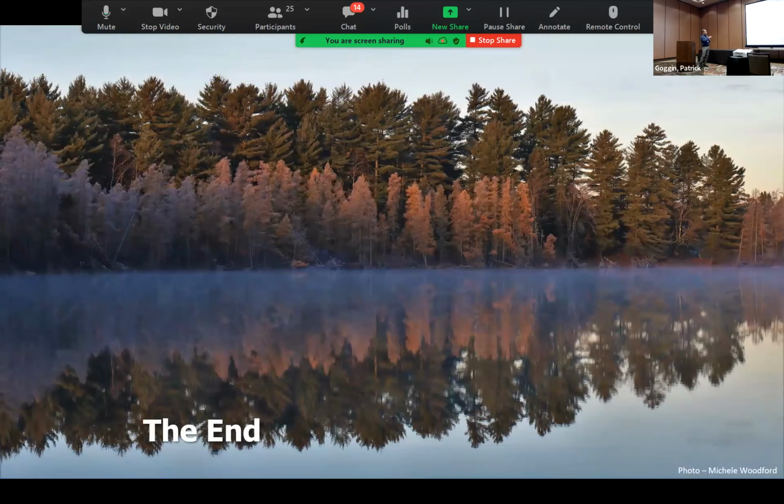And I'll end with this very nice picture from one of our wildlife biologist supervisors, Michelle Woodford. Very nice, kind of showing that shoreline perspective with white pine in the background. And with that, I'm going to open it up to questions.